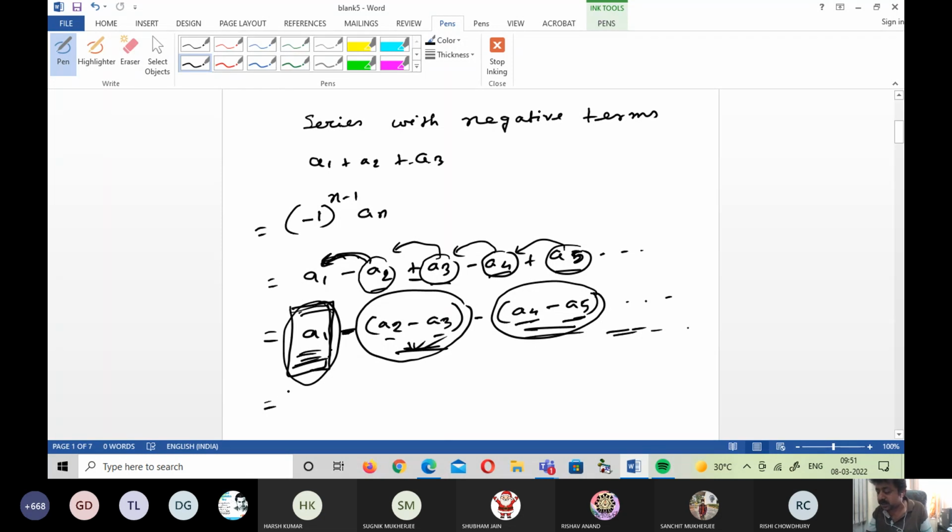Now a convergent series is also divided into two types of convergence. Here you have to discuss that one is absolute convergence and the other is conditional convergence.